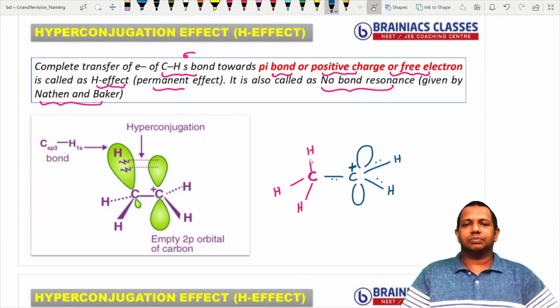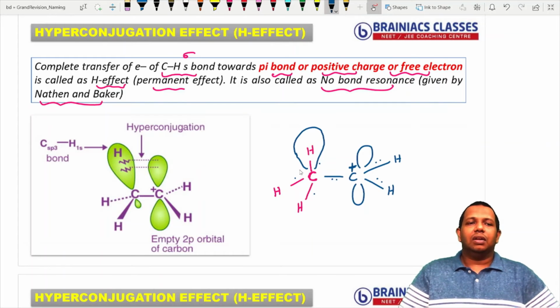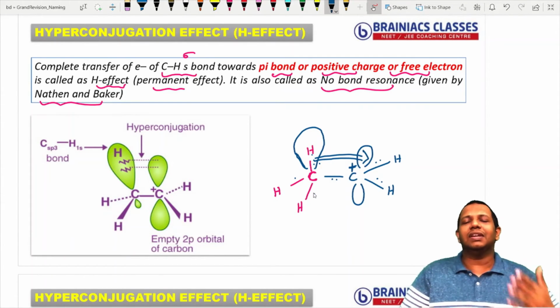Now what will happen here is, the electrons in the hydrogen atom near it, okay, can be this hydrogen atom, this one, or this one. So for easiness I am taking this one. This is present in another p orbital, okay. So this hydrogen atom will have a tendency to donate this pair of electrons towards this vacant orbital. This tendency is physically called hyperconjugation.